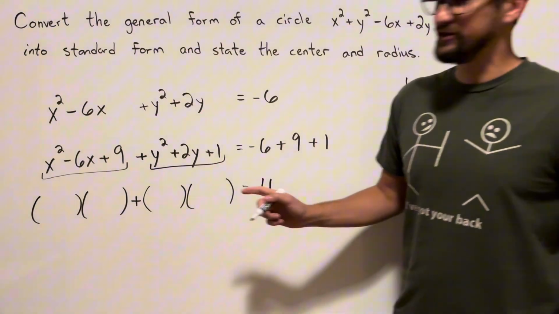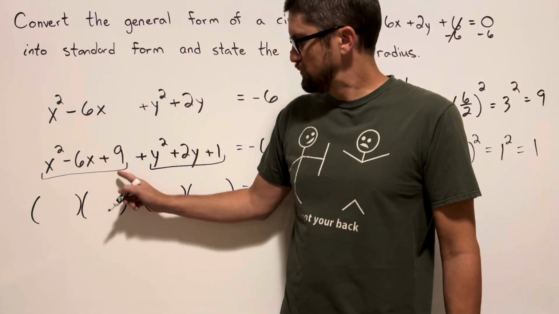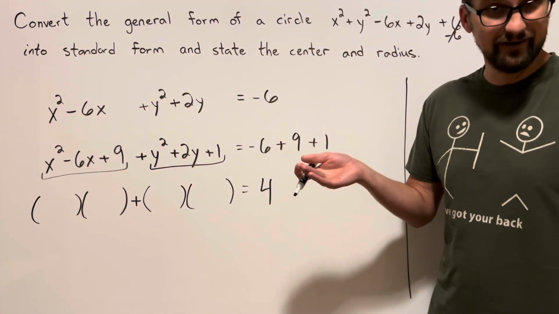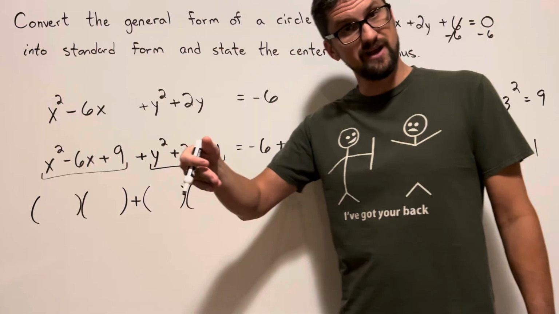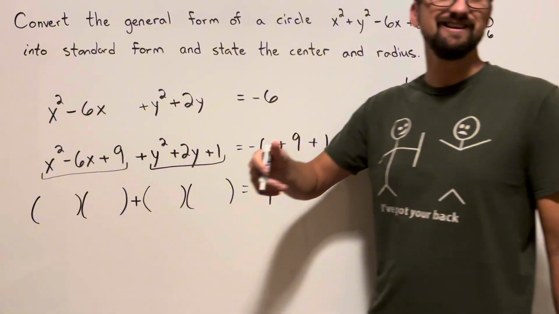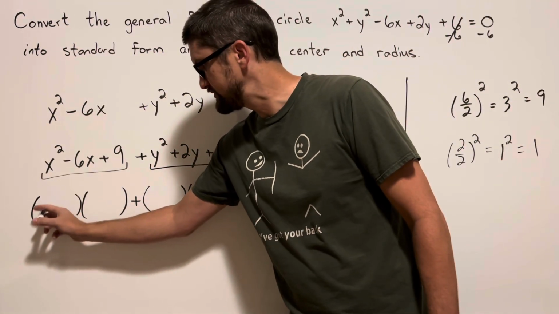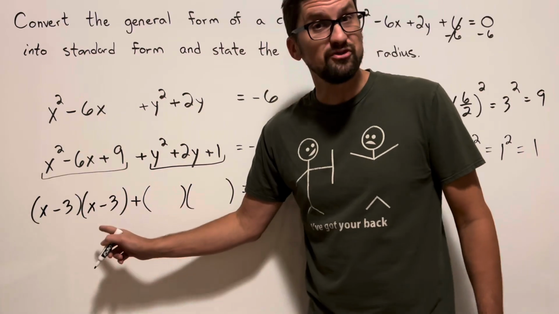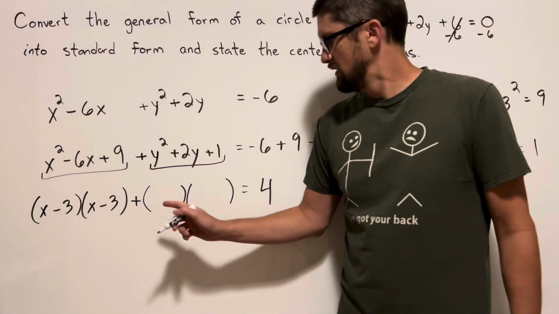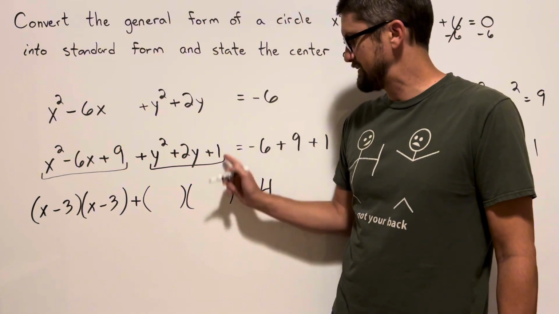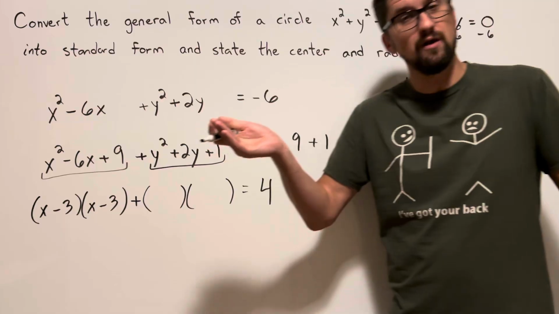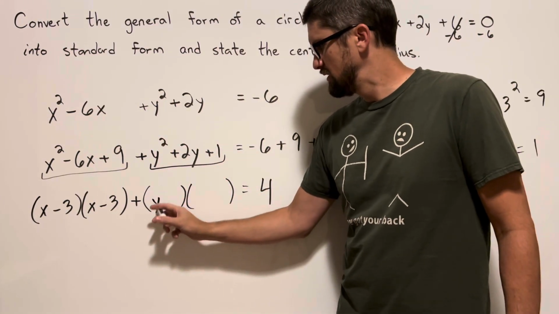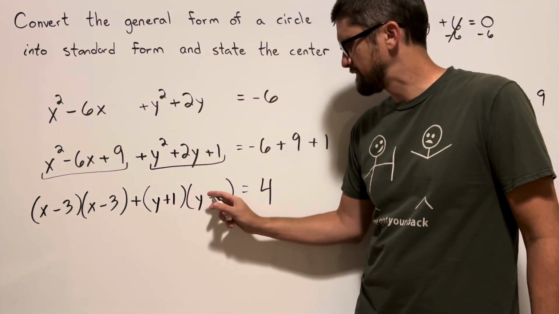Now when you're factoring trinomials, we need 2 numbers that multiply to give 9, but add to give negative 6. That's negative 3 and negative 3. Negative 3 times negative 3 is positive 9, and negative 3 plus negative 3 is negative 6. So this is going to factor into x minus 3, x minus 3. They're both the same, which they should be. And then here, I need 2 numbers that multiply to give 1, but add to give 2. That's 1 and 1. 1 times 1 is 1, and 1 plus 1 is 2. So this is going to be y plus 1, y plus 1.